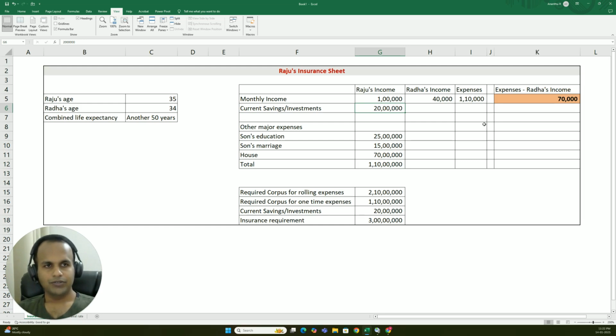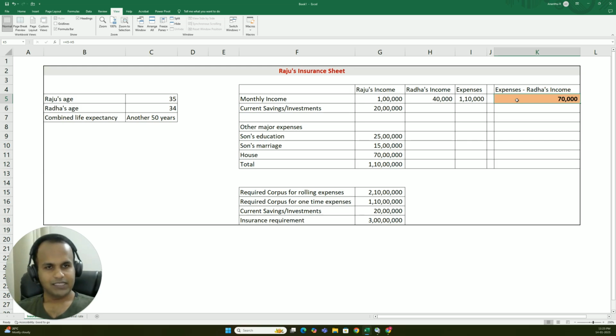When it comes to Raju, his income is 1 lakh, and suppose, in an unfortunate incident, Raju is no more, then this income is no more there, right? So we need to calculate the gap that would fill the expenses. They have 1.1 lakh of expenses and Radha's income is around 40,000. So the gap between their expenses and Radha's income, because Raju is no more, is 70,000. This is the gap we need to fill.